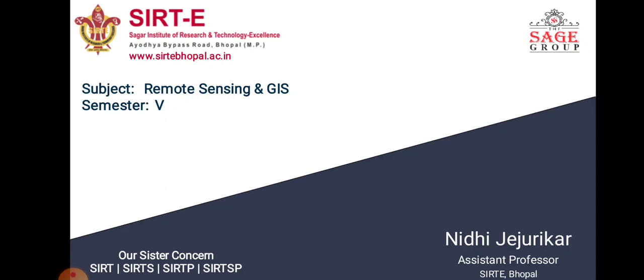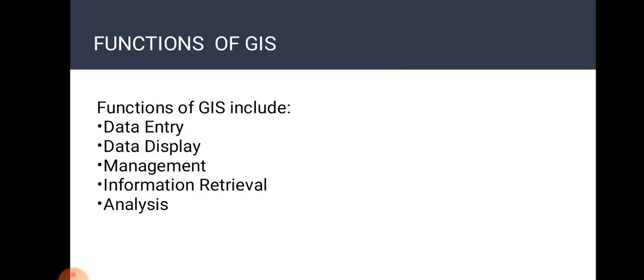Today we are going to start a new topic, that is GIS, under the subject Remote Sensing and GIS, where the basic functions of the GIS include data entry, data display, management, information retrieval and analysis. Basically, GIS is a tool which takes an input of data entry and gives an output of data display, where management, information retrieval and analysis take place and play an important role.